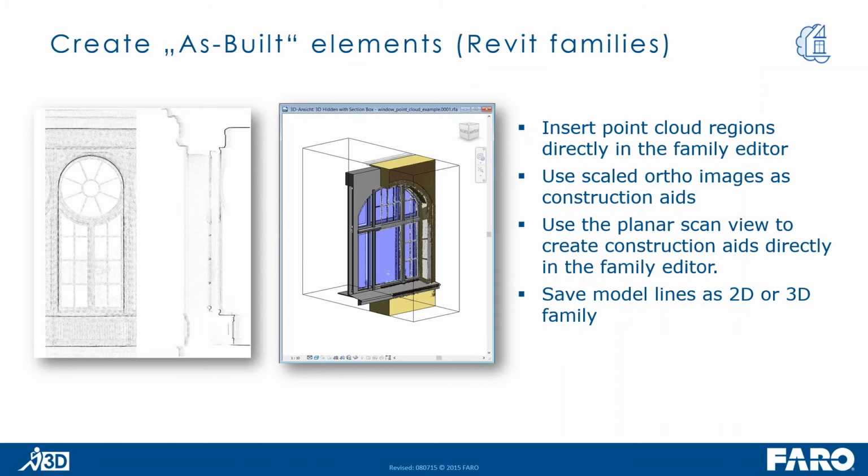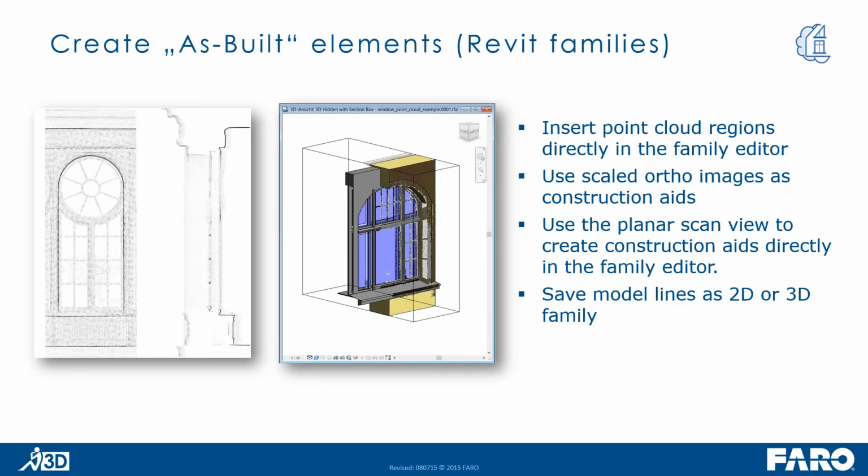Okay, so now we have seen that we can work in the project environment with the point cloud, with the object fitting for walls and the lines, but if we want to create new building components, we have to switch to the family editor. And PointSense gives you some features to work directly in the family editor. First of all, you can insert point cloud regions directly in the family editor, so small regions you can cut out from your project environment and bring into the family editor.